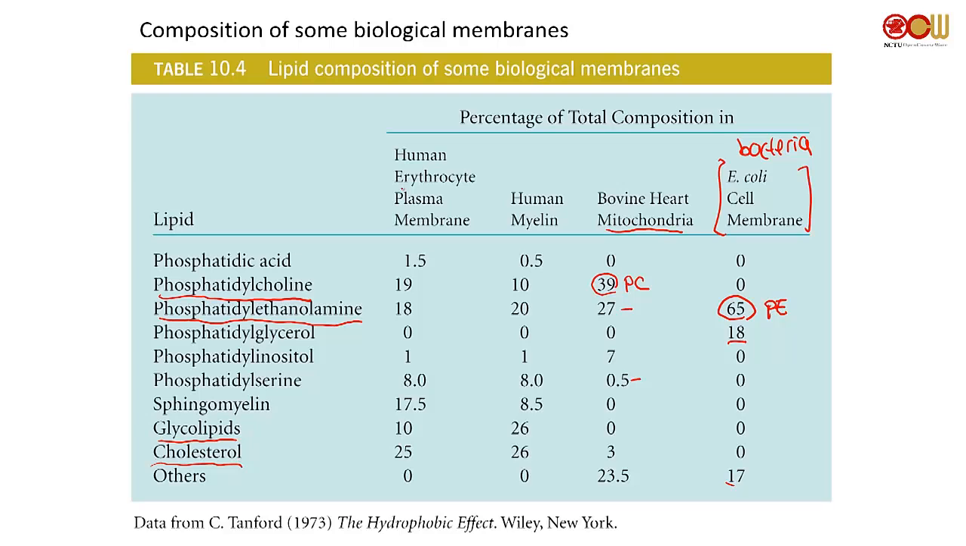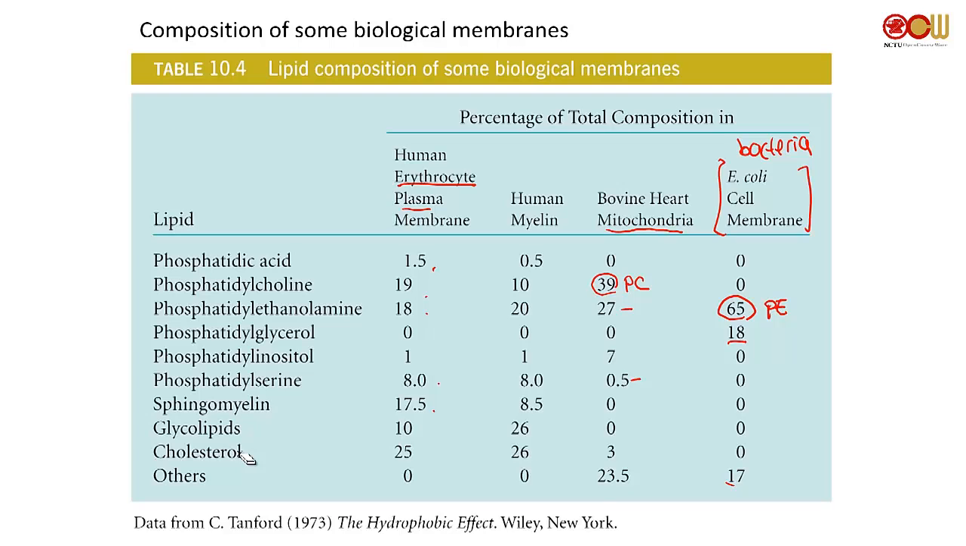And then you also have the human erythrocyte plasma membrane. Remember, erythrocytes are red blood cells. And you see that they also have different kinds of membrane structures. Membrane lipid composition. Now, going from this chart, what do you know?